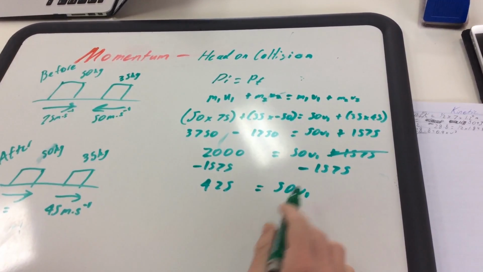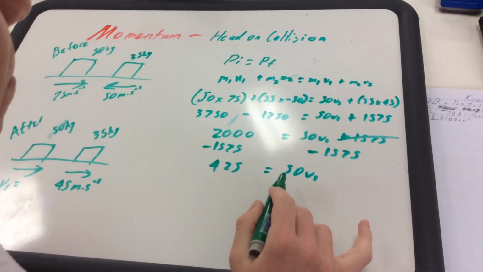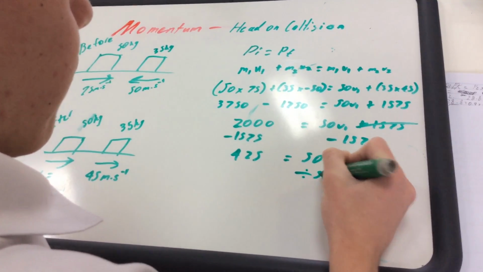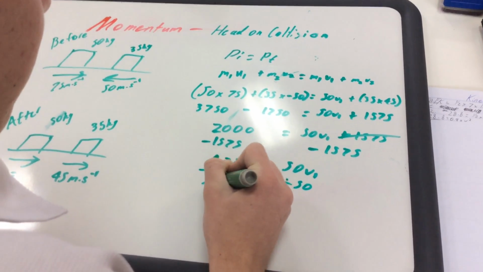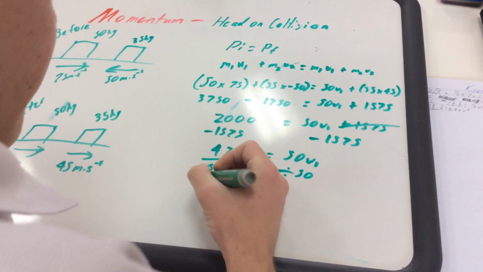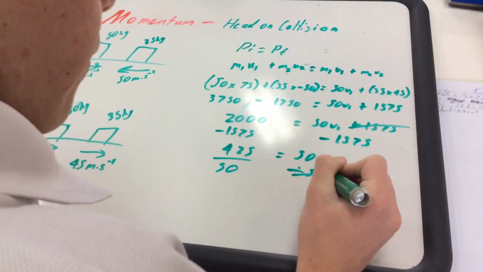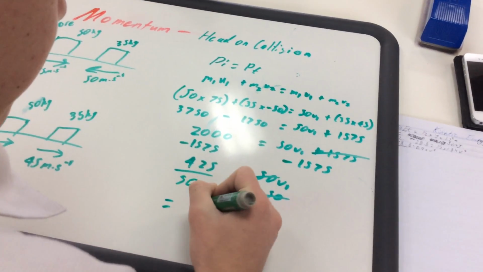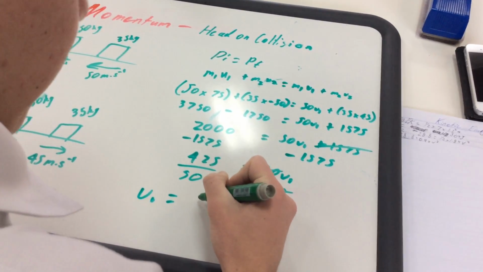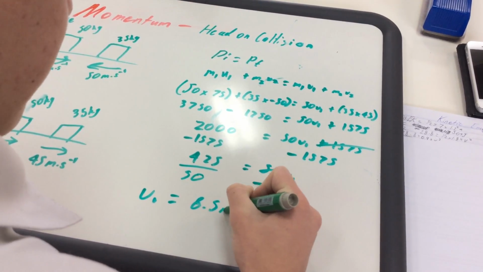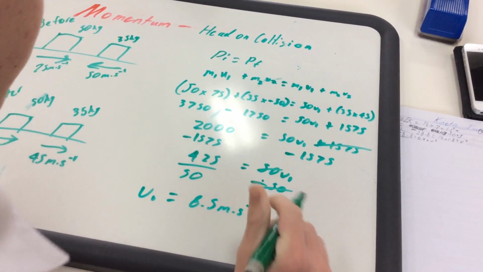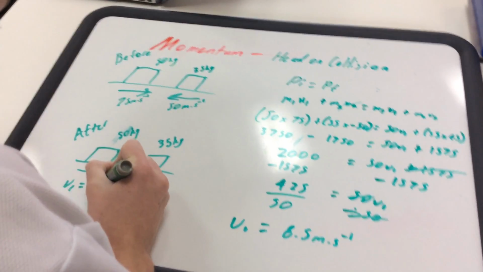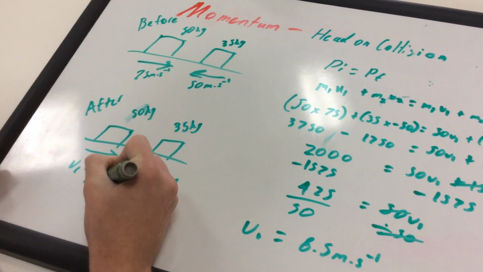Now from here, we do the same thing we did before, but with division. So we can divide this side by 50 and divide this side by 50. The 50 and 50 cancel each other out, and that should give us V1 is equal to 8.5 meters per second. So, if we go back over here, 8.5 meters per second.